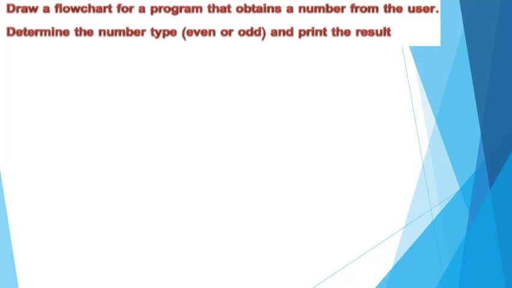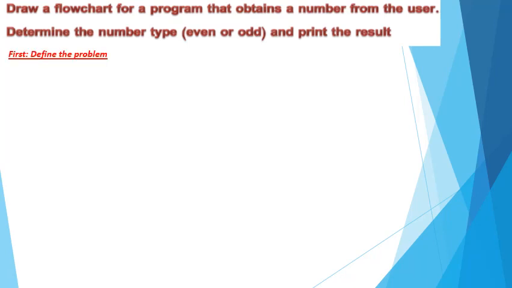Second example: draw a flowchart for a program that obtains a number from the user and determines the number type, even or odd, and prints the result. I want to design a flowchart for a program that will obtain a number from the user. When the user enters this number, the program will display whether the number is even or odd. Of course, the even numbers are the numbers that are divisible by 2 without a remainder.